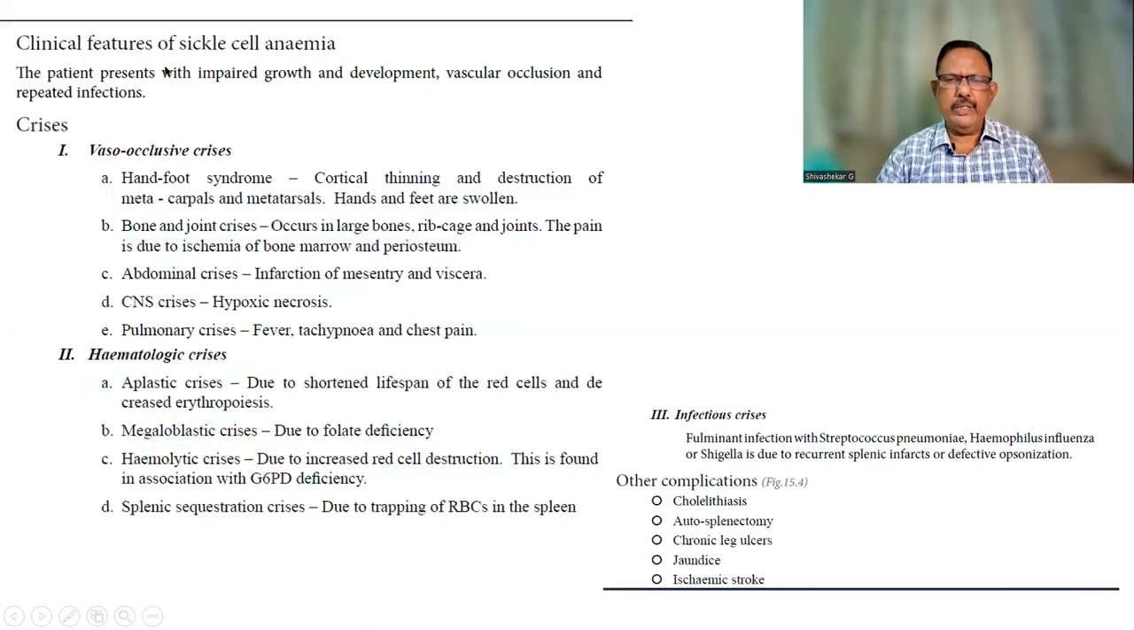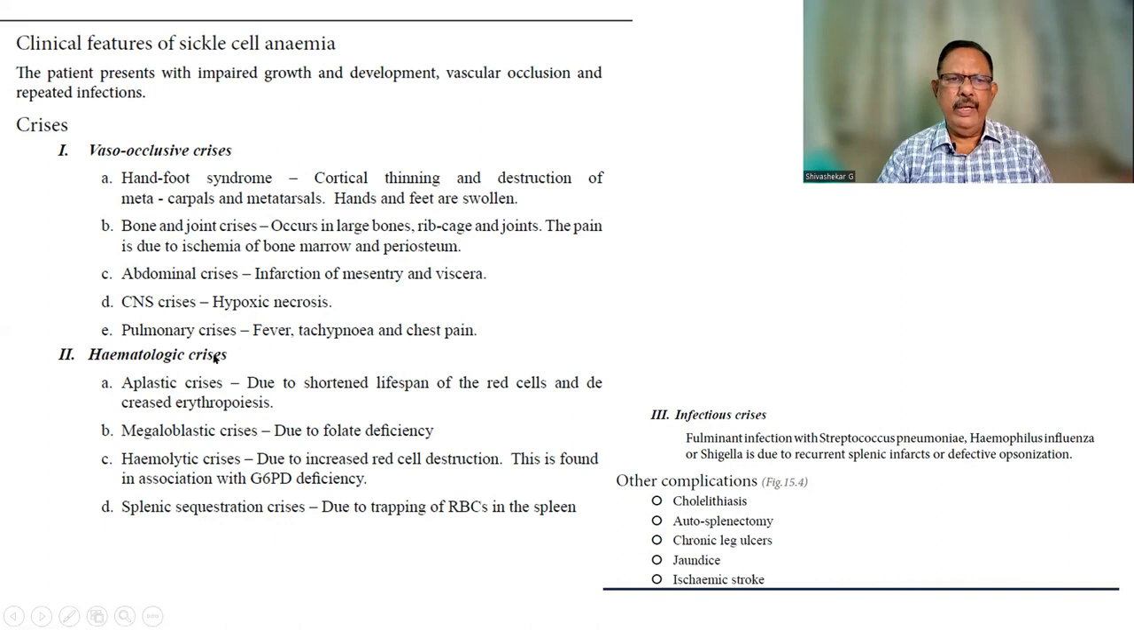This is a very important question, the vaso-occlusive crisis. So, what are all the crises in sickle cell anemia? One is vaso-occlusive, hand-foot syndrome. You find that particularly in the cortical bones there is an obstruction and a thinning. Bone and joint crisis: it can occur in larger bones also, leading to necrosis. Abdominal crisis because of infarction in the mesentery or the visceral organs. CNS, there can be hypoxic necrosis. And there can also be a pulmonary crisis. All this vaso-occlusive crisis you must mention.